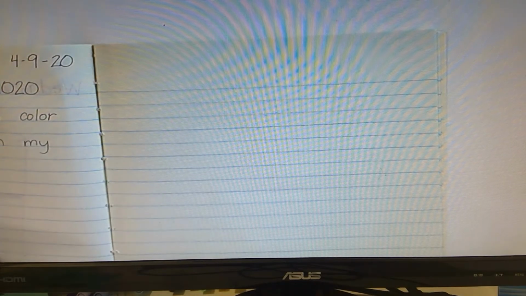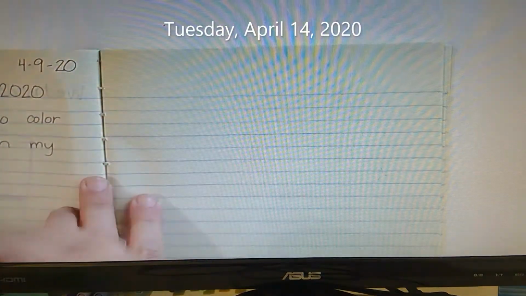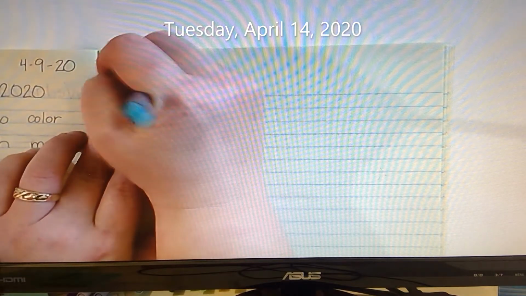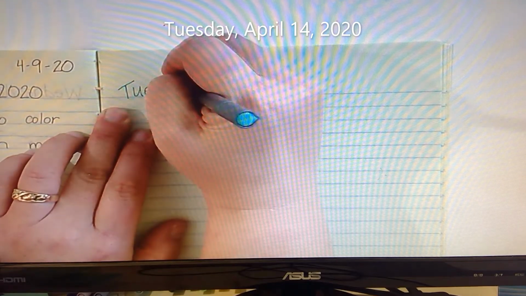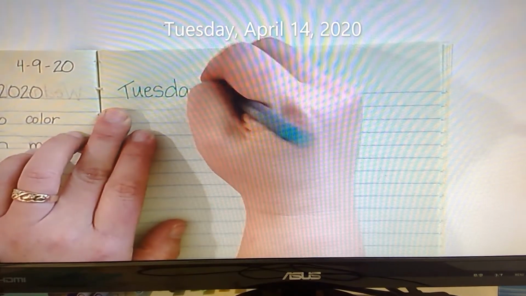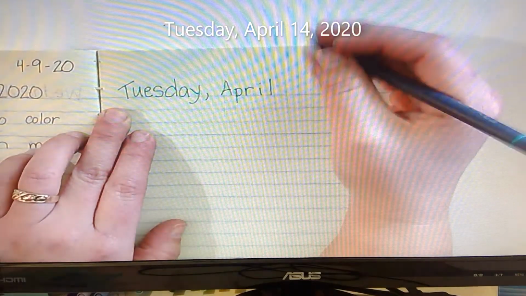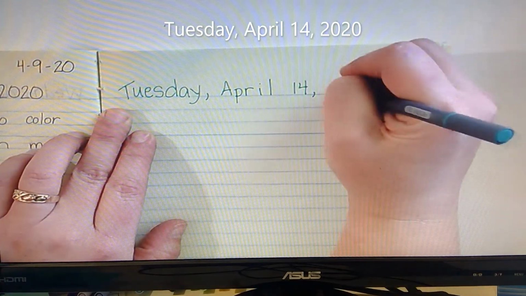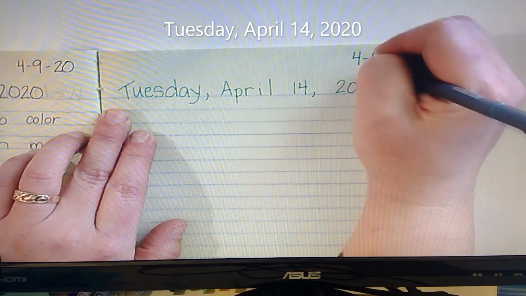All right, let's go ahead and write the date. Now the date is Tuesday, April 14th, 2020. Spell it with me. Capital T U E S D A Y, comma, space, capital A P R I L, space, 14, comma, space, 2020. The abbreviated version is 4-14-20.